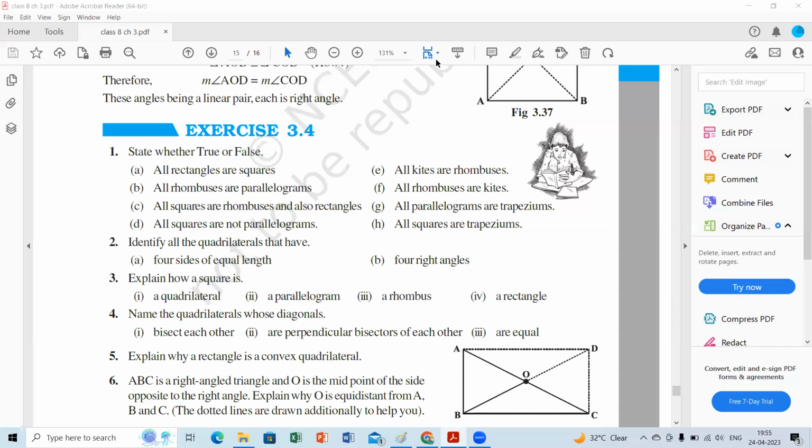All squares are trapeziums. False. Why? Give any one reason. Ma'am, because in a trapezium only one pair of opposite sides is parallel. In a square, all the sides are equal and parallel. In an isosceles trapezium, only one pair of opposite sides will be equal in length, or else all the sides differ in length. I hope you have understood the properties, children.